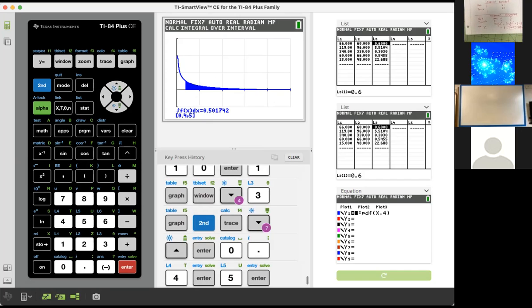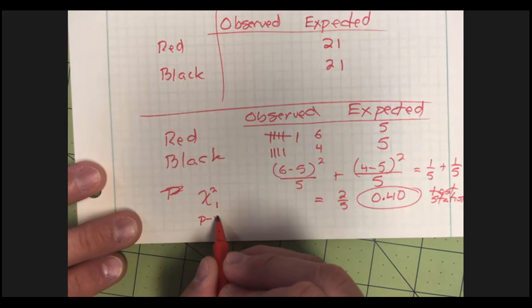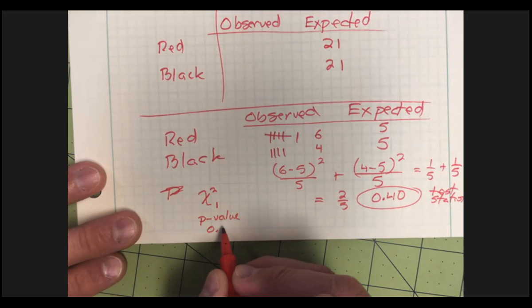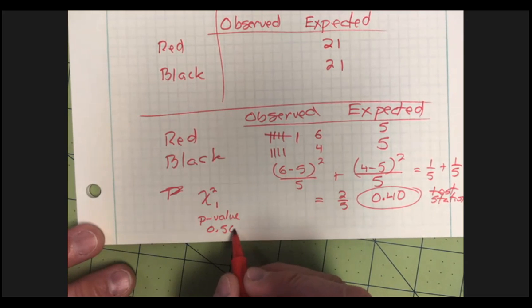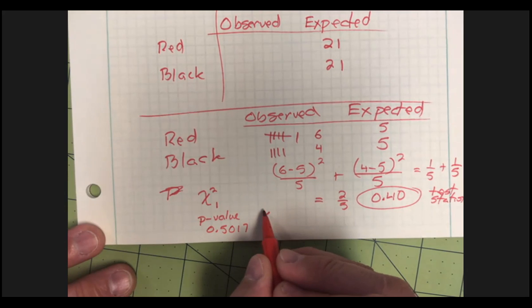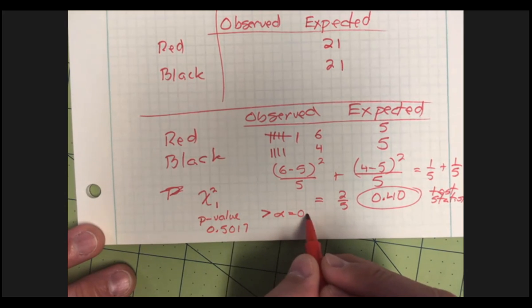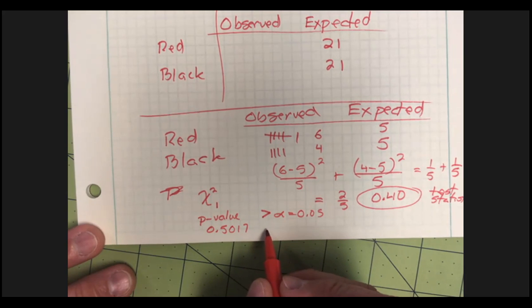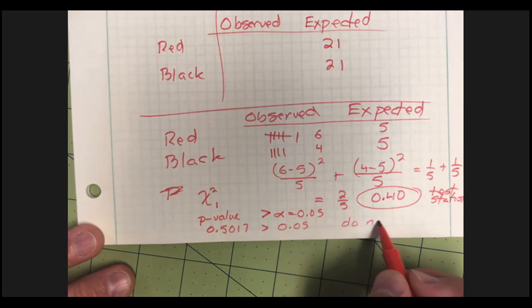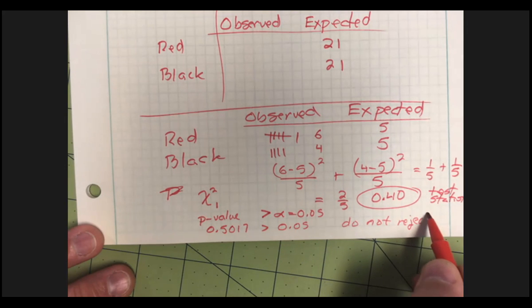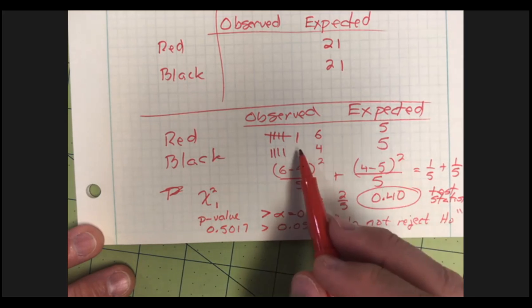I'll go back to my paper. Your p-value in this experiment is 0.5. Let me read it off my calculator again. 0.17. And level of significance, if we keep that level of significance at 5%, then what do I got right here? 50% is way bigger than 5%. So I do not reject the null hypothesis. What was the null hypothesis? The null hypothesis would be these distributions are the same.